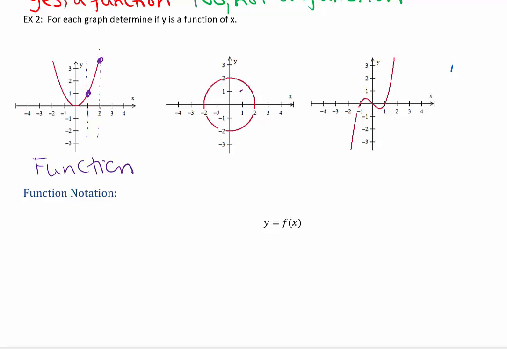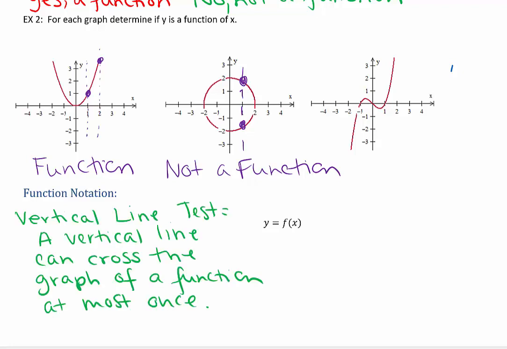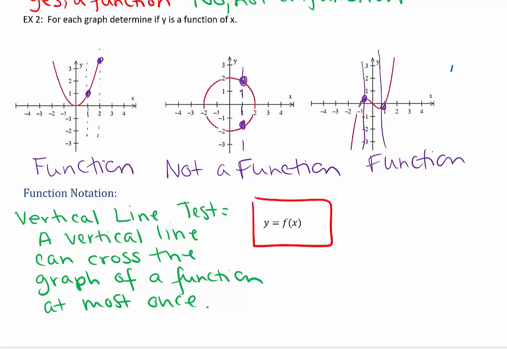Now if I look at the second graph, and I do the exact same thing, I pick an x value like x equals 1, I can now see that there's two different outputs, two different points, that have that same x value. So the second graph is not a function. We can summarize this idea as something called the vertical line test, which basically says a vertical line can cross the graph of a function at most one time. So if I look at that third example and draw some vertical lines, they cross the graph only once, so yes, it's a function.